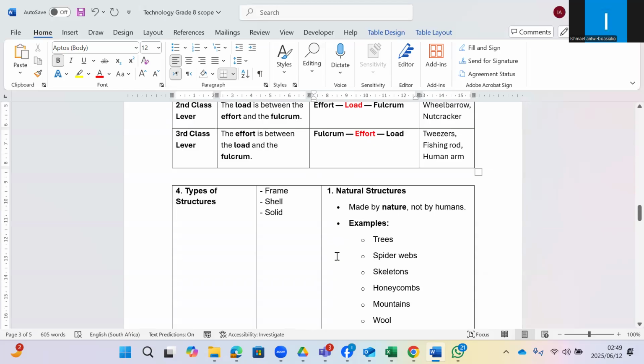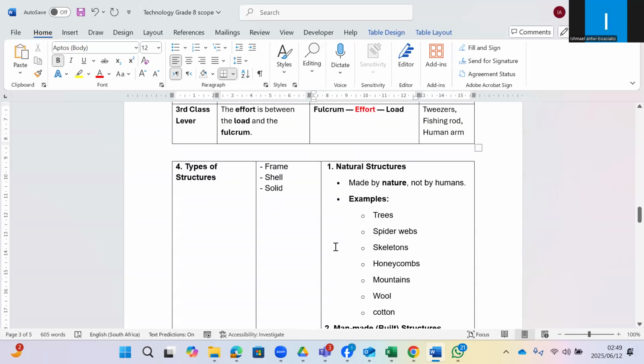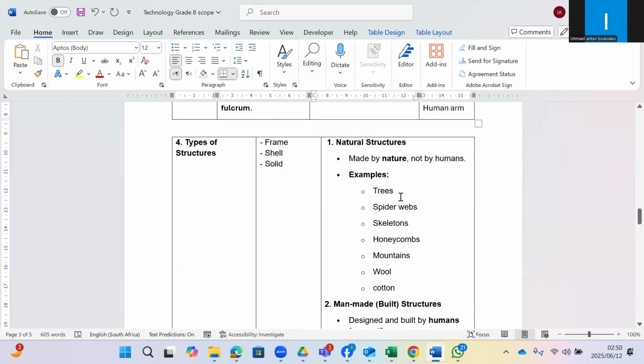Now let's go to types of structures. Basically, we have two types of structures. When you build anything, we have two types of structures. When you were doing your mini project, you were building a structure. Now, basically, the two types are the natural structures, and also we have the man-made structures. Now, the natural structures are made by nature, not by human beings. Examples are trees, spider webs, skeletons, honeycomb, mountains, wool, cotton, or wood.